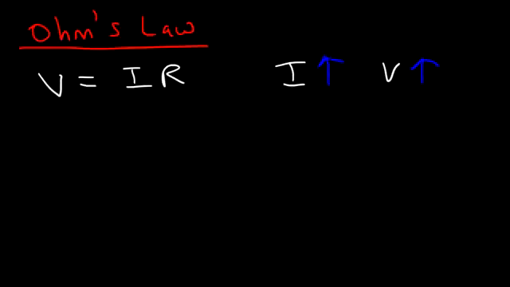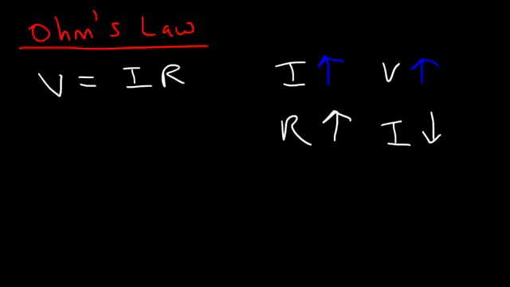Increasing the voltage will increase the current. And what about increasing the resistance? What effect will that have on the current? If you increase the resistance, the current will decrease. But if you were to increase the voltage, the current will increase. The voltage and the current are directly related. The resistance and the current are inversely related. The more resistance you have in a circuit, the harder it is for current to flow. It's not going to flow as well.